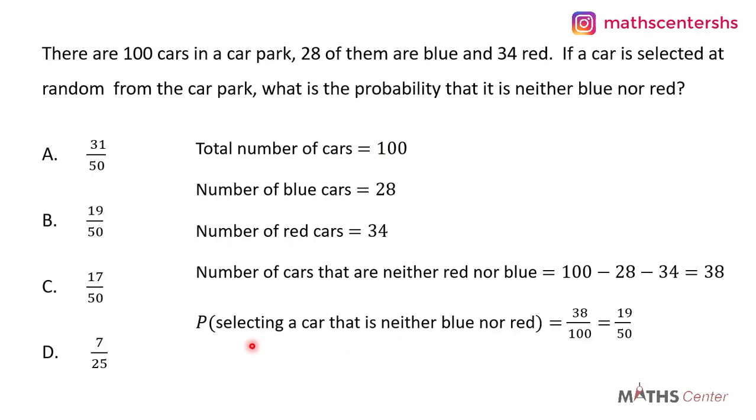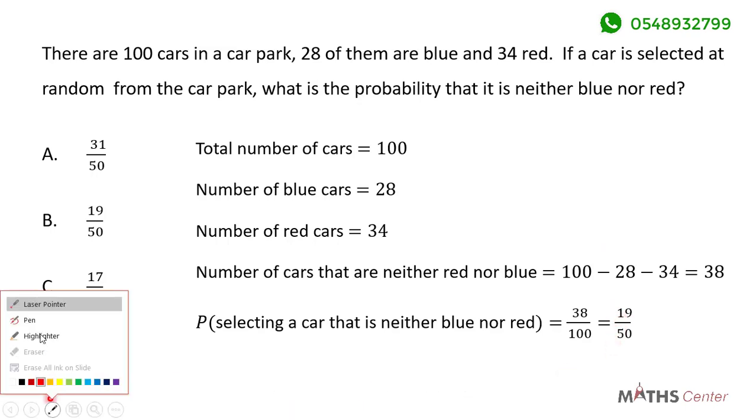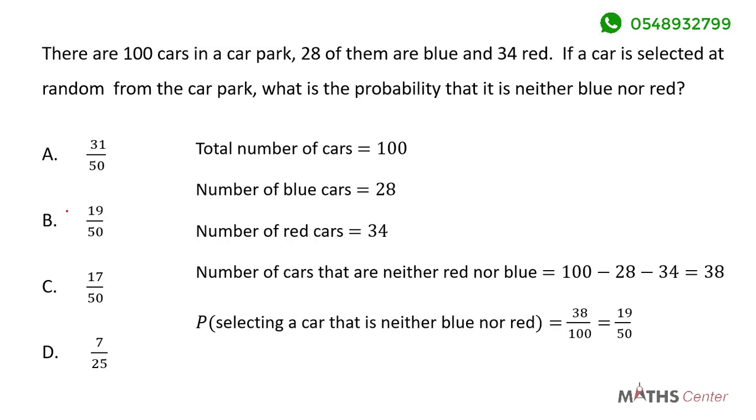So the probability that a car selected at random is neither blue nor red is equal to 38 divided by 100. When we simplify 38 divided by 100, we are going to have 19 divided by 50. So the probability that a car selected at random from the car park is neither blue nor red is 19 divided by 50. When we look through our options, the correct option will be option B, which is 19 divided by 50.